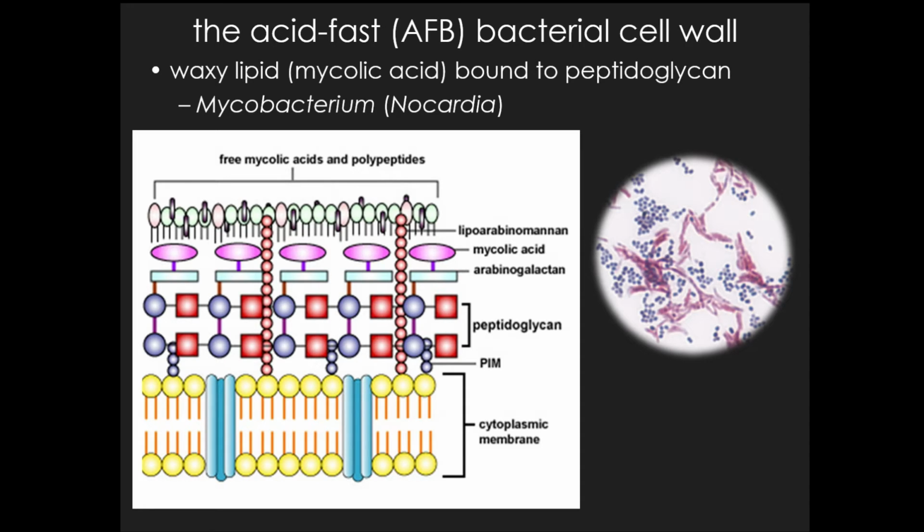So that's it. We finally finished the cell wall. So the cell wall, these are either thick peptidoglycan with or without this waxy lipid mycolic acid layer, or thin peptidoglycan with that outer membrane, or wall-less, right, as is the case with the mycoplasmas. And now we get to the plasma membrane.